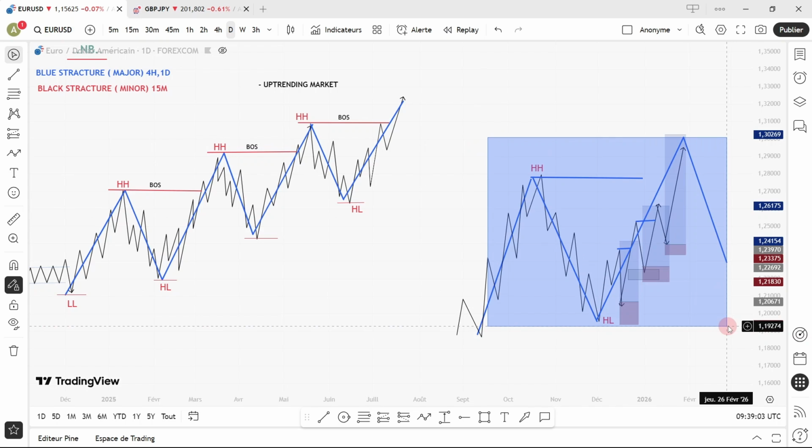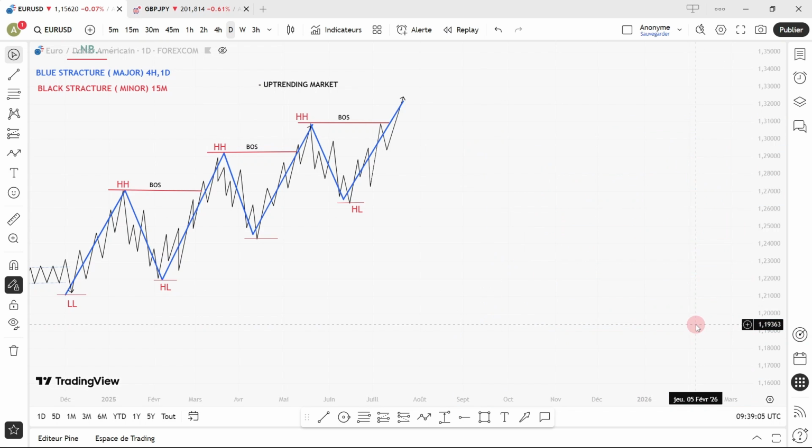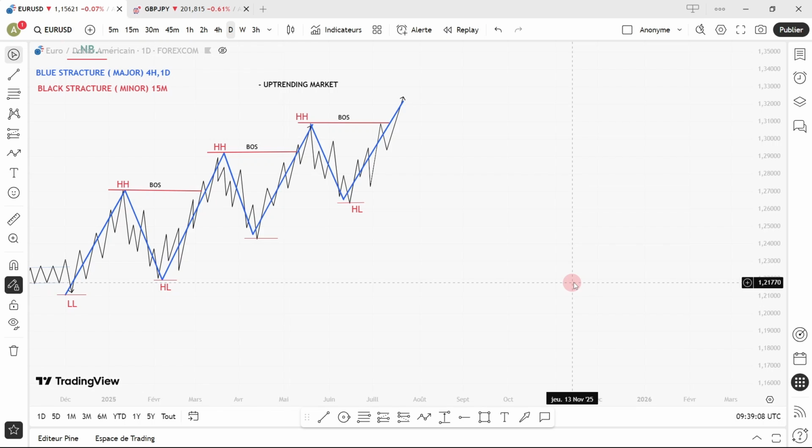So that's it, guys. Always remember to align yourself with the higher time frame for A+ setups or higher probability setups.